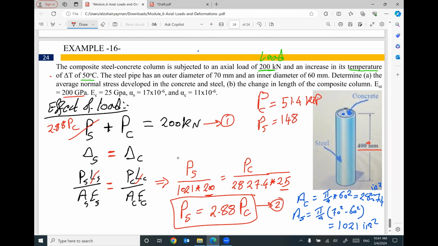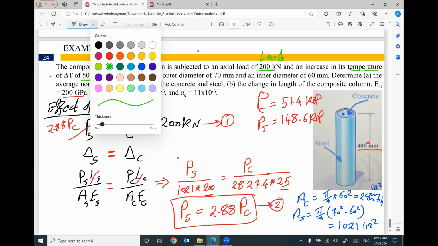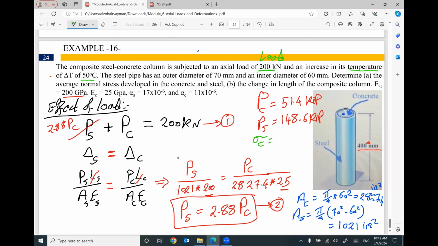Let me check it one more time. 200 minus 51.4, it will be 148.6 kip. That makes sense? The stress on concrete will be compressive stress. The stress on steel will be compressive stress. The applied force on concrete, 51.4 times 1000 to be, I'm sorry, this is not in kip, this one in kilonewton. I will multiply it by 1000 to be in Newton divided by the area of concrete, which was 2827.4.